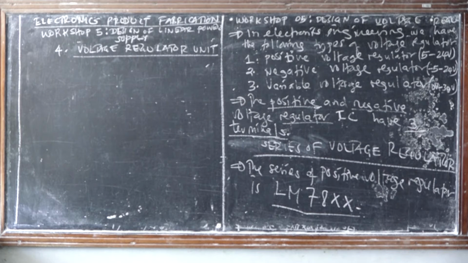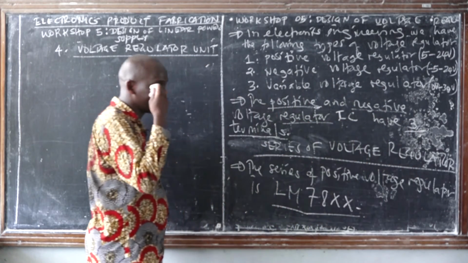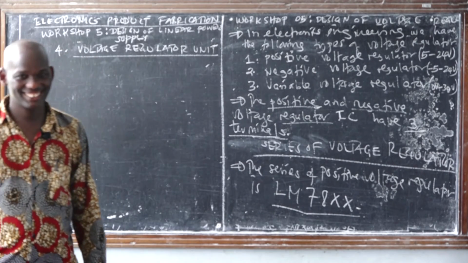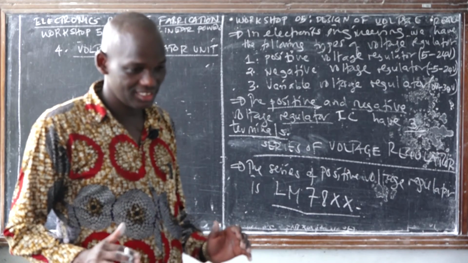So say LM78XX. Again? LM78XX. So ask your neighbor, what is your series? This is the series of the positive voltage regulator. Ask your neighbor, what's your series?